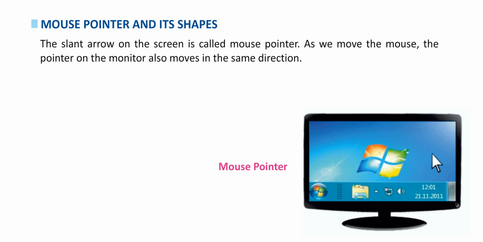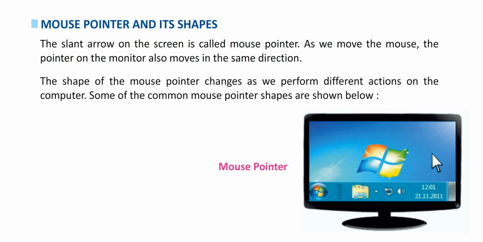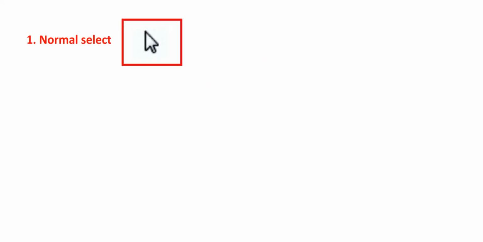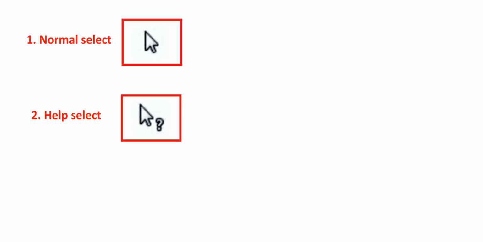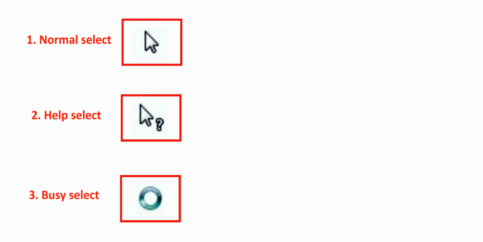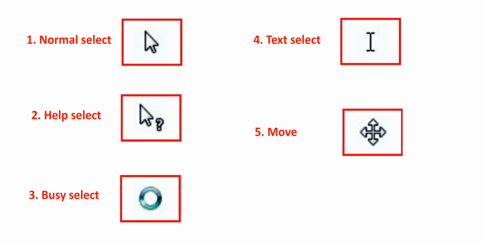Mouse pointer and its shapes. The slant arrow on the screen is called mouse pointer. As we move the mouse, the pointer on monitor also moves in the same direction. The shape of the mouse pointer changes as we perform different actions on the computer. Some of the common mouse pointer shapes are shown below. Normal select, help select, busy select, text select, move.